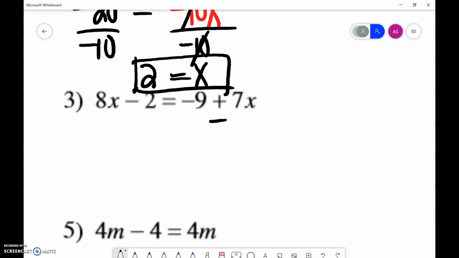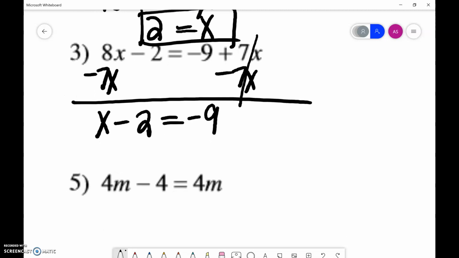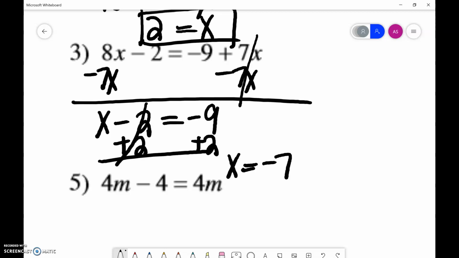So what I'm going to do is I'm going to subtract 7x because I want to keep my variables on the left side because it's a little bit easier, okay? So this is going to cancel out because that gives me 0, and I'm left with 1x minus 2 equals negative 9. Okay? So from here, I'm going to add 2 to both sides, and I'm going to have x equals negative 7.